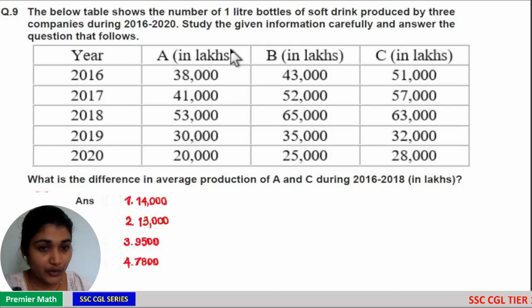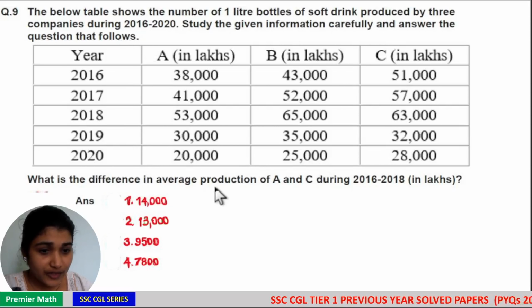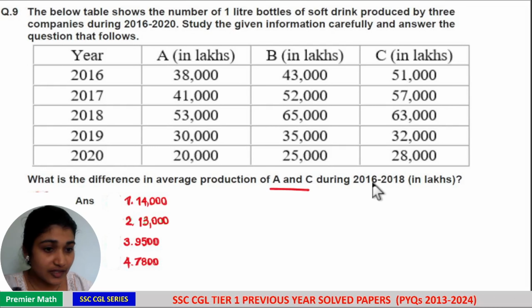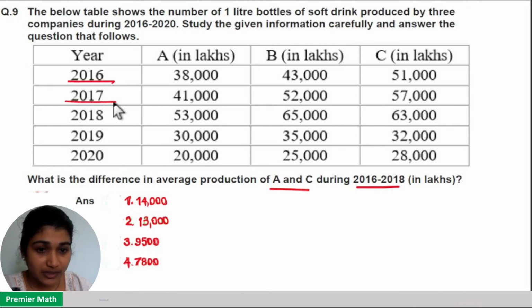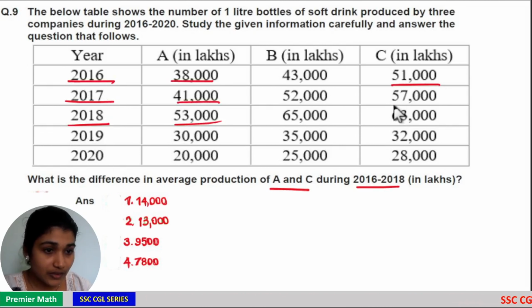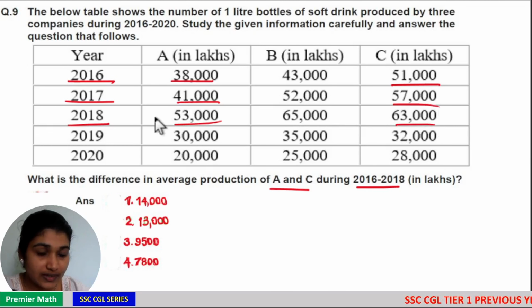Here the soft drink production of 3 companies is given in the table. What is the difference in the average production of A and C during 2016 to 2018? So 2016 to 18 means 16, 17 and 18 for A and C. So take the sum of A and C here.